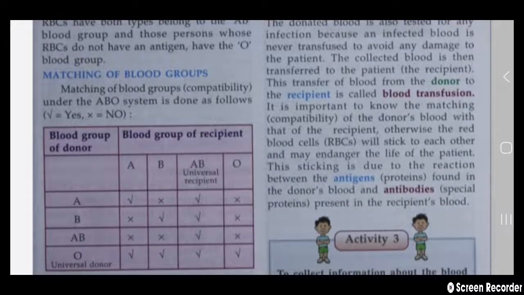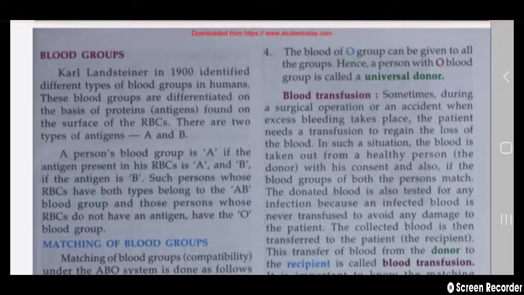And it is important to know the matching of the donor blood with that of the recipient, otherwise the red blood cells will stick to each other and may endanger the life of the patient. This sticking is due to the reaction between the antigens, because they are different. Blood may become different, it will stick, it will have different antigens. So here you learned about what antigens are.